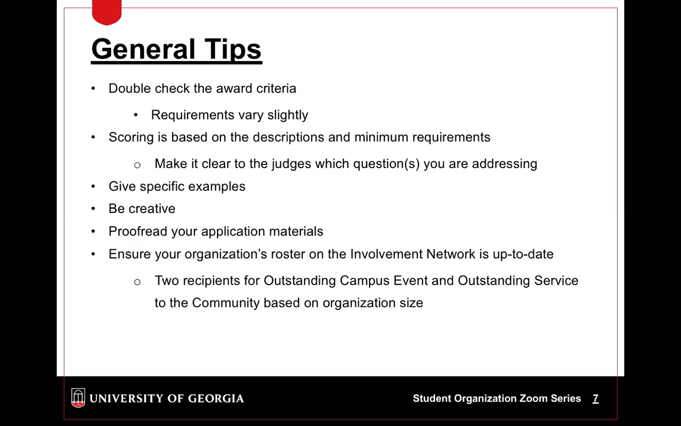And so what we'll do when you apply is we're going to go on the involvement network and see how many members are listed on your roster to see which category you fall under, so that we're sending it off to get judged under the right category. So you're going to want to make sure that your involvement network profile is up to date, and that your roster shows your current membership, so that you're not saying you have 50 members, but we're going on the involvement network and finding that you only have 10 listed.